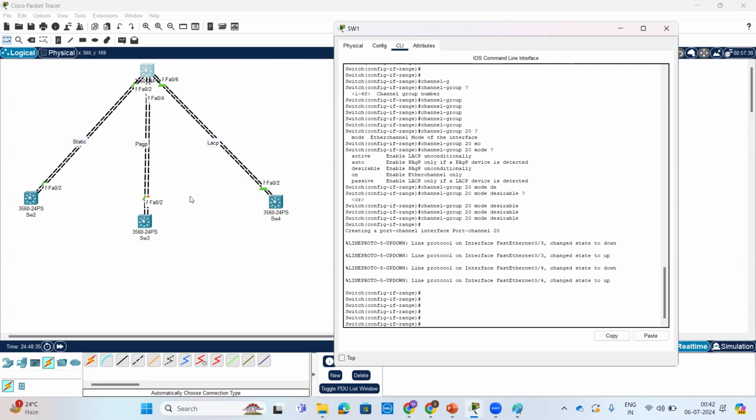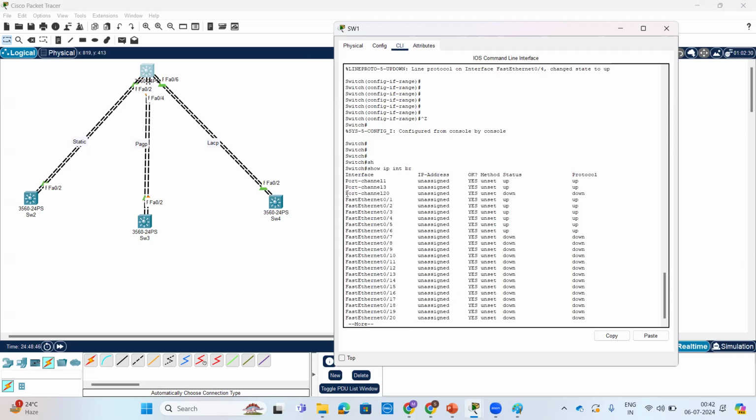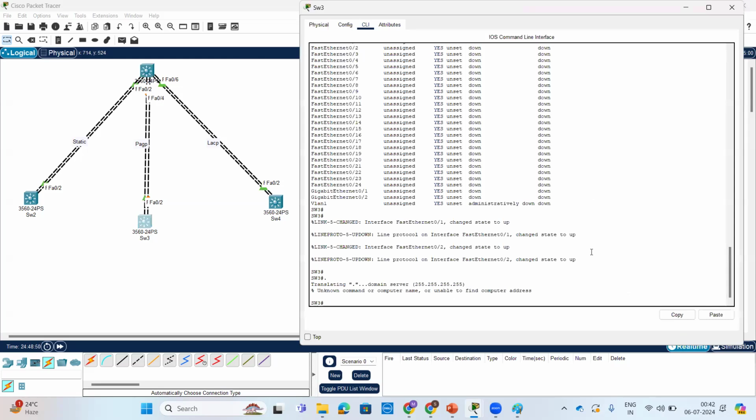Now the port went down and now it will move up. Trying to come up. Show IP interface brief. You can verify the channel group is created. The port channel group is created, but still down because we haven't configured the remote side.